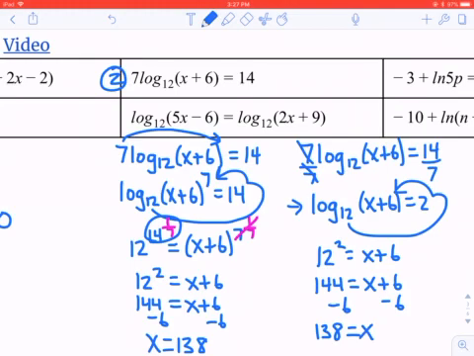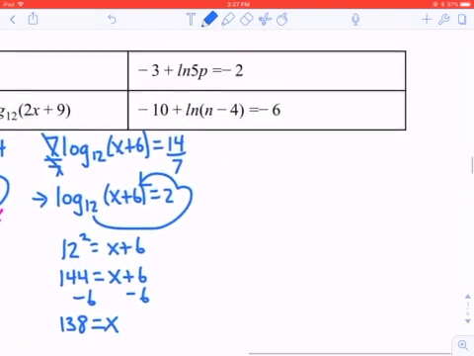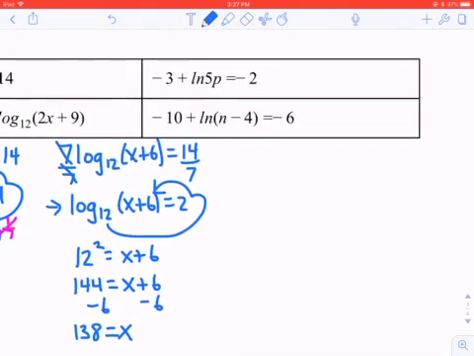So either way you thought about it would have been okay. So then when you plug in the 138, it would be okay because 138 plus 6 would be a positive. What you're taking the log of has to be positive. Okay, let's see if I have enough room over here for example 3. So we'll number it. Number 3 is negative 3 plus natural log of 5p equals negative 2. I'm going to rewrite it.